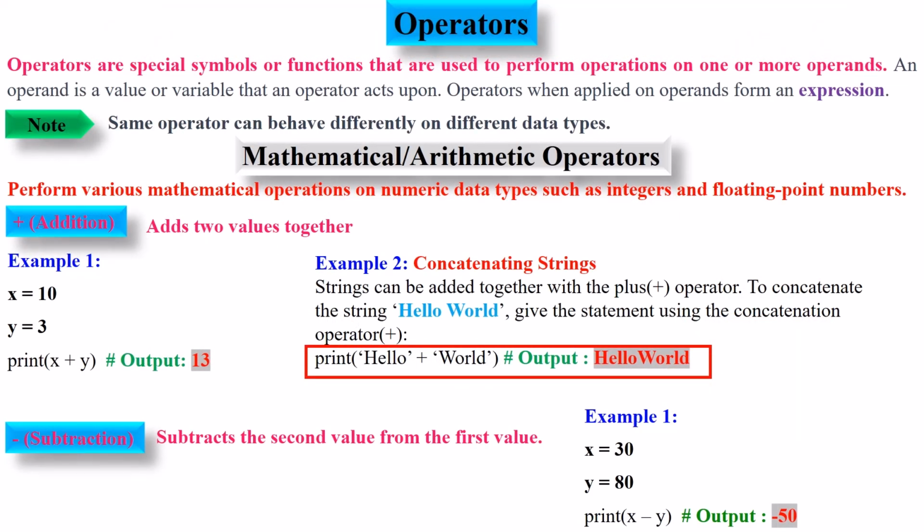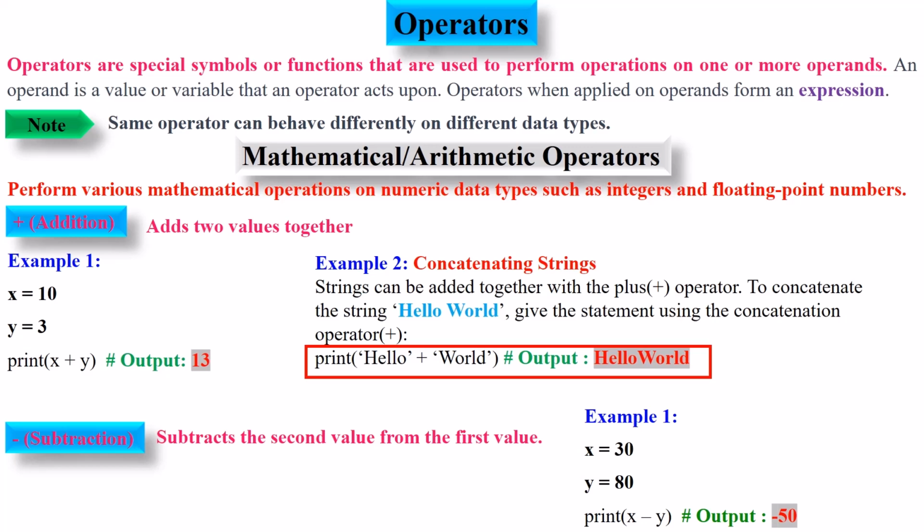In Python, operators are special symbols or functions that are used to perform operations on one or more operands. An operand is a value or variable that an operator acts upon. Operators, when applied on operands, form an expression. The same operator can behave differently on different data types.